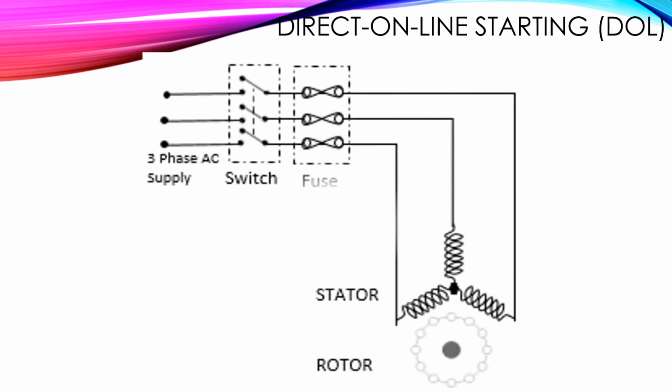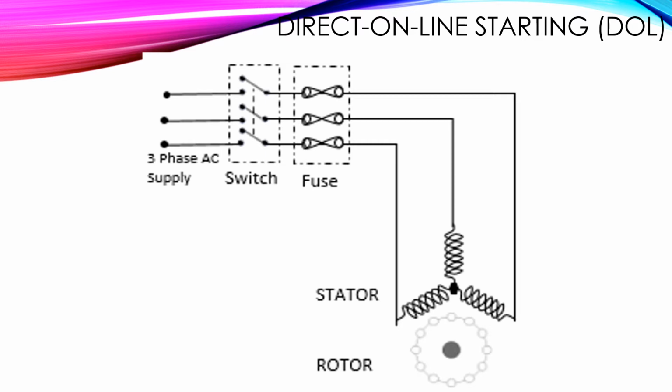So first we'll study the starters for squirrel cage induction motor. The first starter for squirrel cage induction motor is direct online starter. By observing this diagram, it is clear that in this method of starting, the supply is directly given to the induction motor. That's why it is also known as direct switching or full voltage starting.